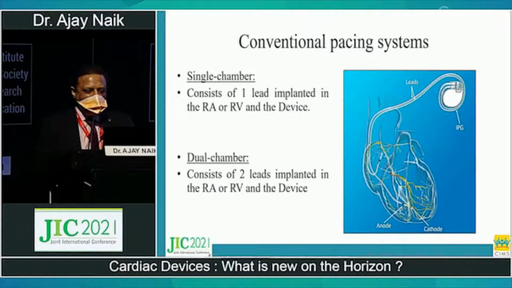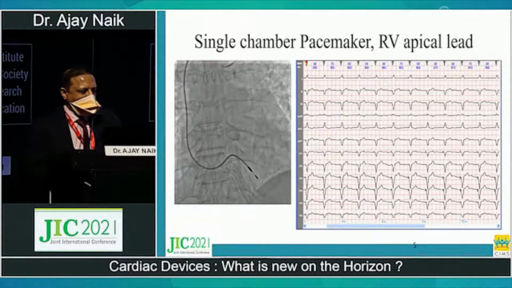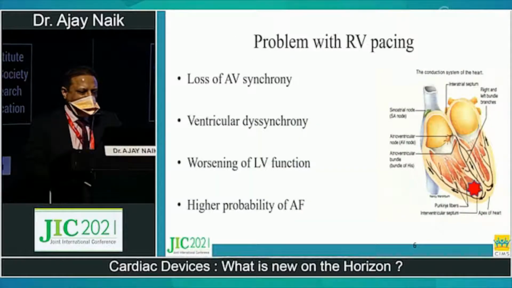Now you're all aware of the pacing system. Generally, there is a lead in the RV apex. In a dual chamber system, there is an additional atrial lead, and with a single chamber pacemaker, you generally have a wide QRS paced complex. The problem here is this LBBB pattern. It's a wide QRS, superior axis, and in these patients, there is loss of AV synchrony. There is ventricular dyssynchrony because you are stimulating the RV before the LV, and progressively there is worsening of LV function and higher probability of atrial fibrillation.